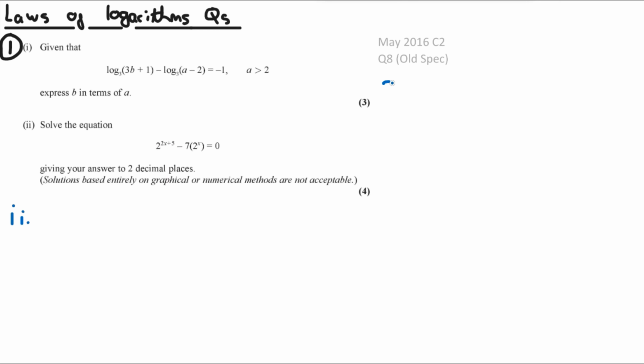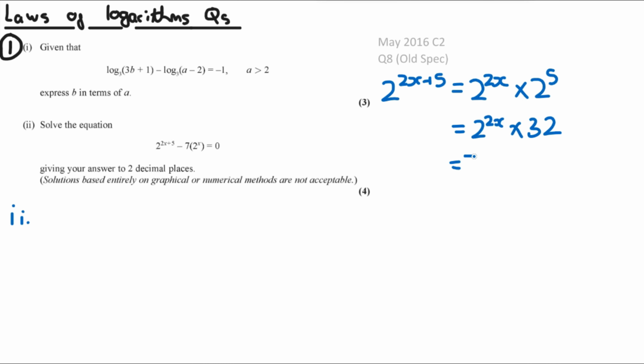Well, remember that 2 to the power of 2x plus 5, if you remember the indices laws, is 2 to the power of 2x times 2 to the power of 5, because when you times powers they add together. So it's 2 to the power of 2x times 2 to the power of 5, which is equal to 2 to the power of 2x times, and 2 to the power of 5 is 32, and this is therefore equal to 32, just written in a different way, times 2 to the power of 2x.